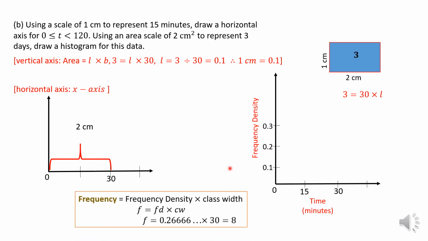Now, if you had to calculate the frequency, you take the frequency density. Remember, it is not exactly 0.3, it's about 0.2666 recurring, times 30 gives you 8. All right, so we're going to have a look at this in detail again as we go on with this question.